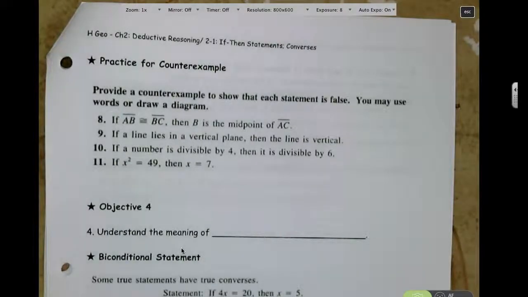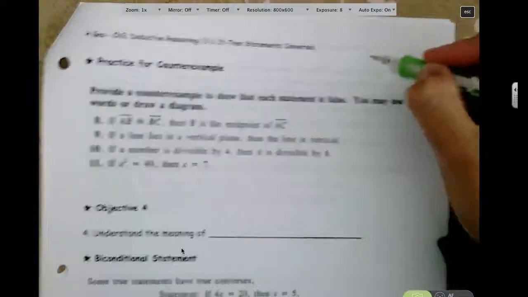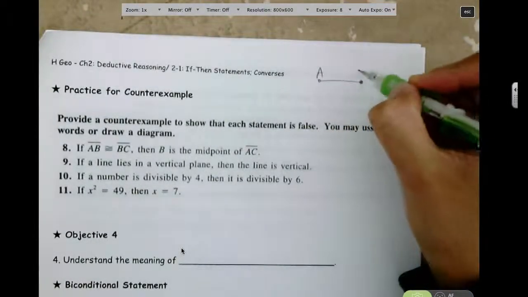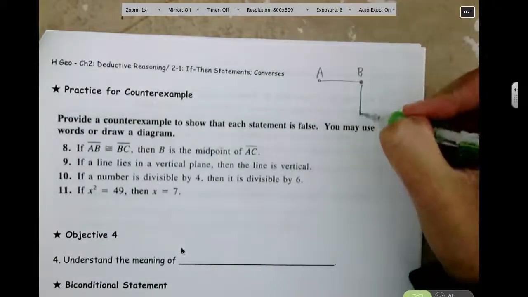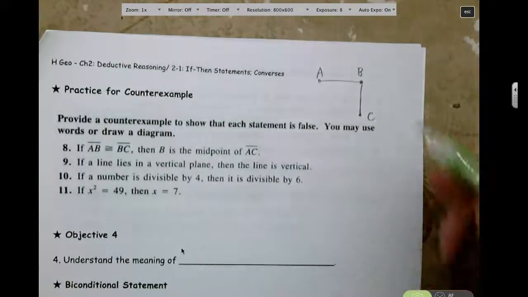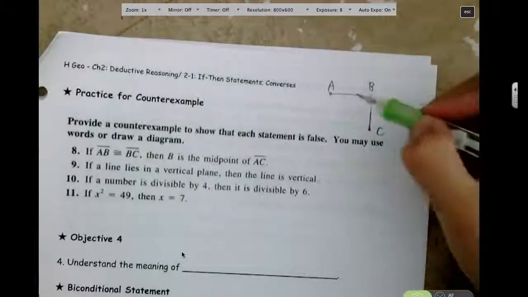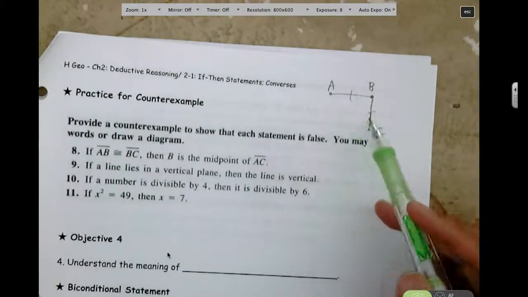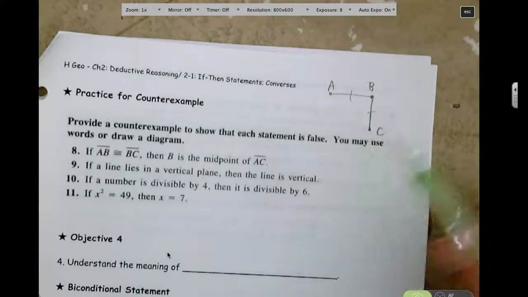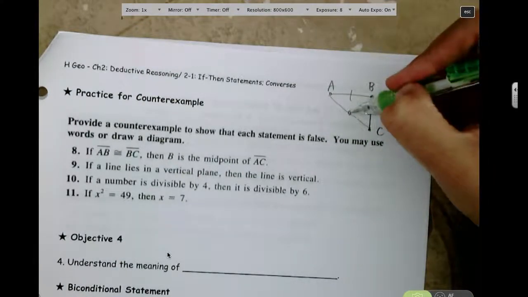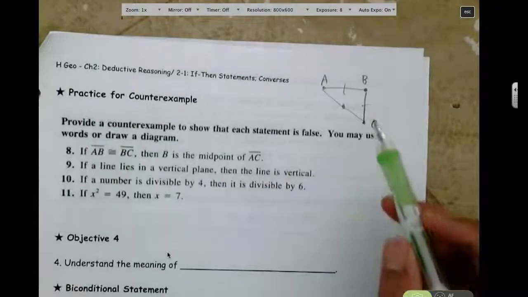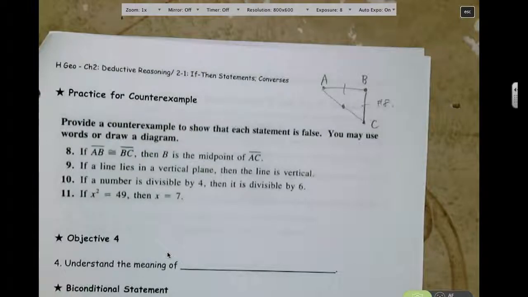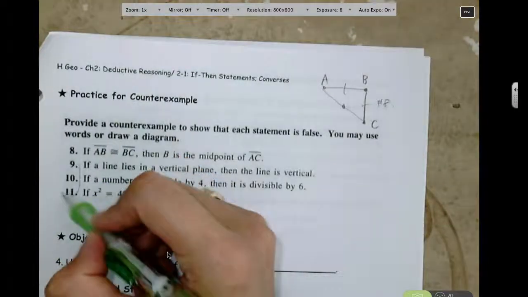But here's a counterexample. Let's see, make sure you can see it. Here's A, here is B, and here is C. So AB and BC are congruent because they are the same length, but B is not the midpoint of AC. The midpoint of AC would be over here. Okay, so that's a counterexample for number 8. I think you can do these for homework.